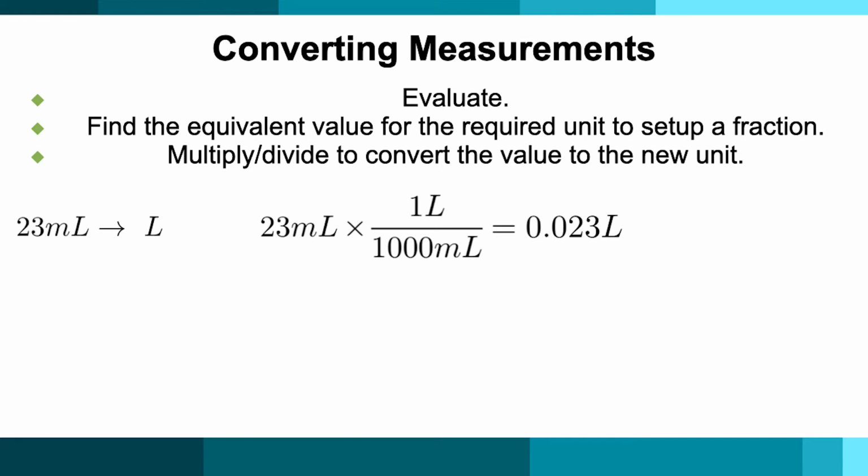So as you can see with the metric system, we're really just moving the decimal place from left to right, and the numbers are going to stay the same. We're just bringing in some zeros and putting the decimal in a different place.